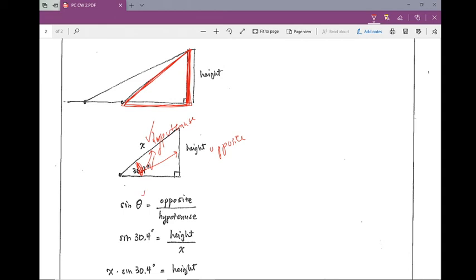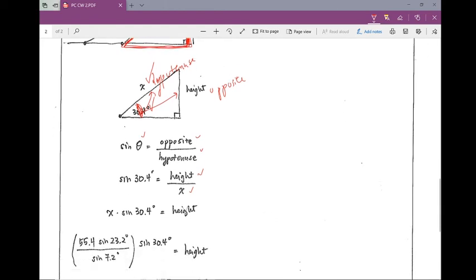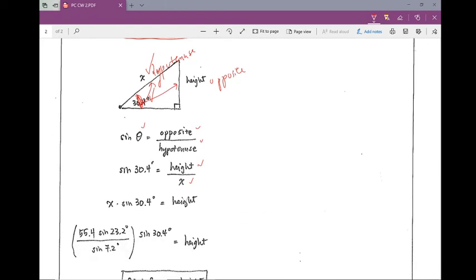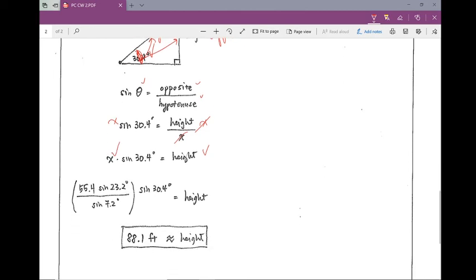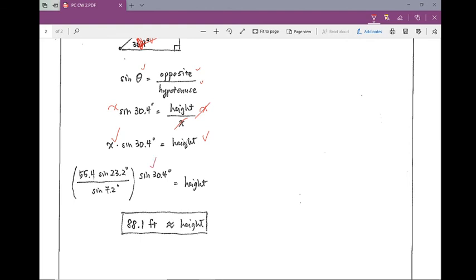Since sine is an expression for opposite over hypotenuse. The opposite is the height I want to find in the end, and x is the hypotenuse, which I found out in the previous page. So I'm going to multiply x on both sides so that I get height by itself. X is an expression that I found out on my calculator, and I'm just straightforward going to multiply this to the answer. So that's sine of 30.4 degrees.